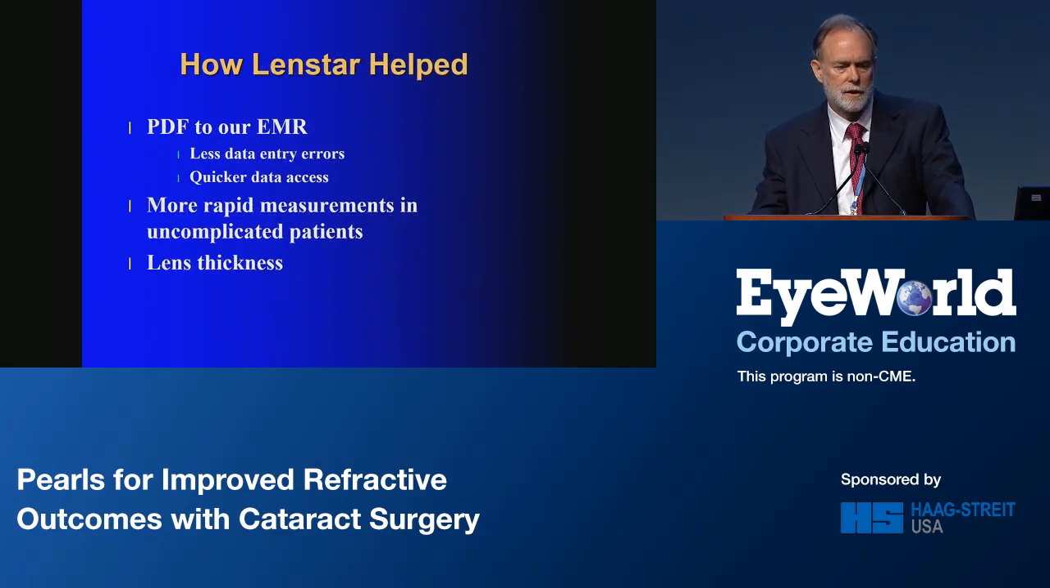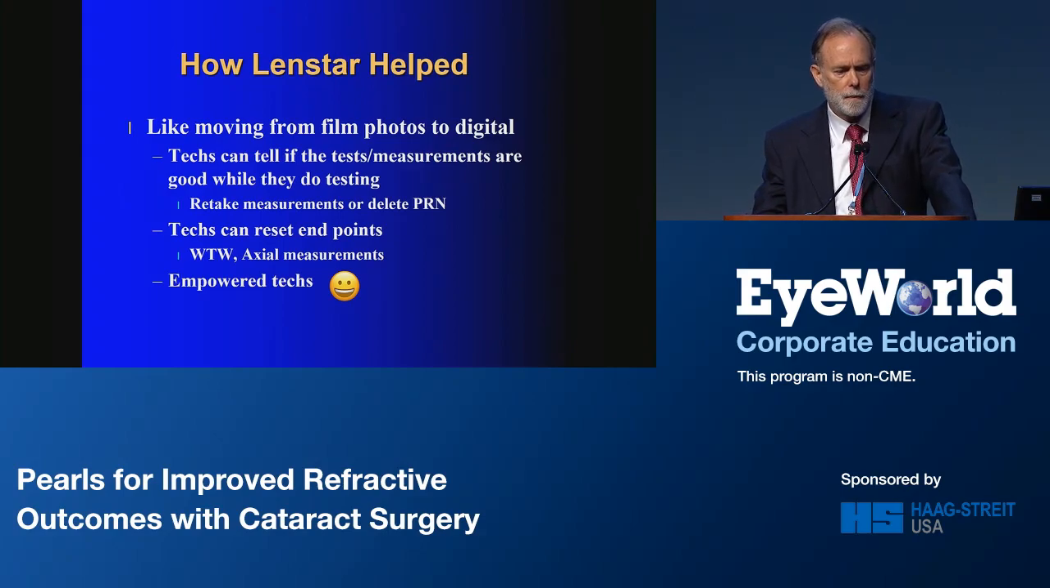So in particular, how did the Lenstar help us? Well, the first thing we were able to do is download its readings into a PDF that could go into our EMR, and that got rid of a little data entry error and helped those doing the calculations not have to be next to the machine to do all of that. We were able to get more rapid measurements in uncomplicated patients, and we're able to get lens thickness for the first time, which helps the accuracy of our calculations.